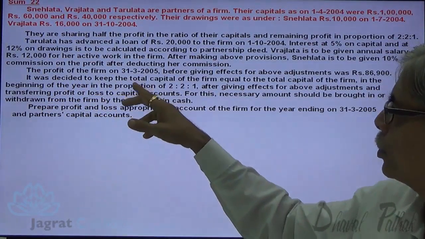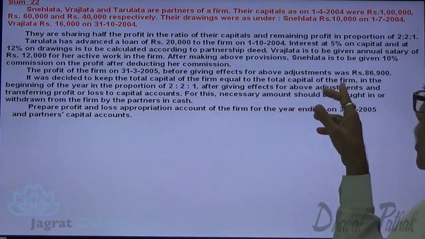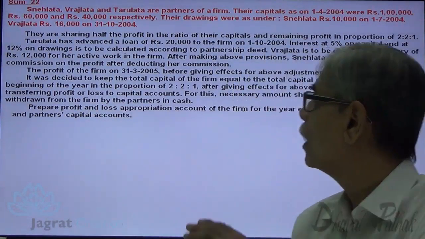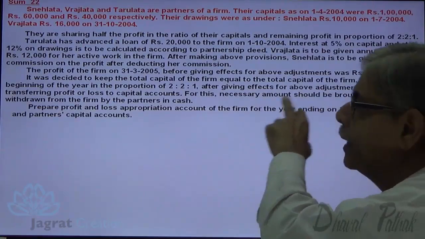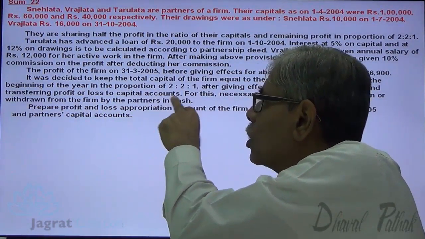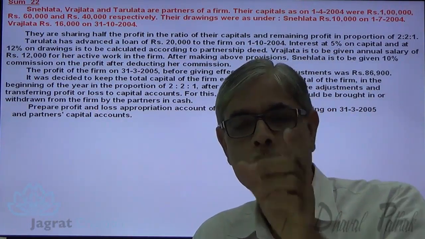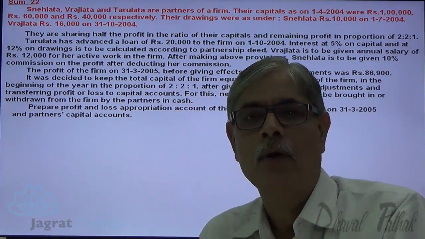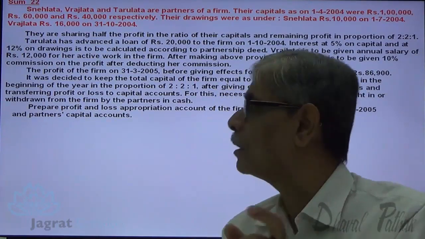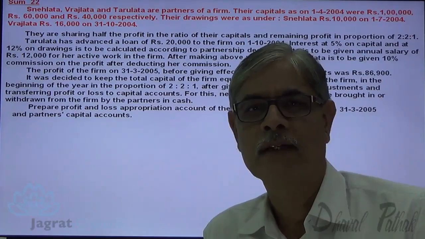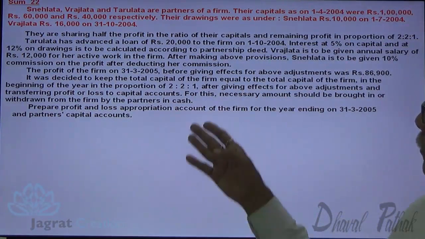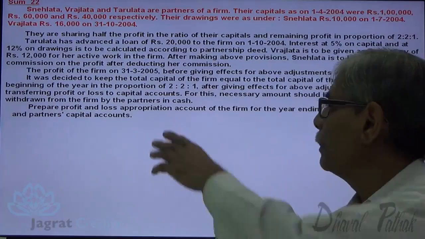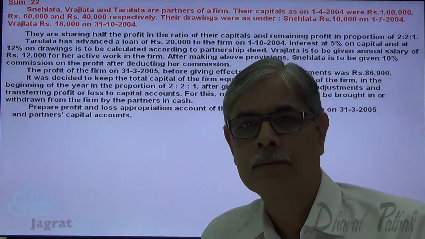It is decided to keep the total capital of the firm equal to the total capital of the firm in the beginning of the year in the proportion of 2:1. After giving effect of above adjustments and transferring profit or loss to the capital accounts, whatever the total capital existed, that should be the capital at the end after giving the effect of all this adjustment, and that closing capital should be in the ratio of 2:2:1. So there is a capital adjustment. For this, necessary amount should be brought in cash or withdrawn from the firm by our partners. Prepare profit and loss appropriation account and partners capital account.